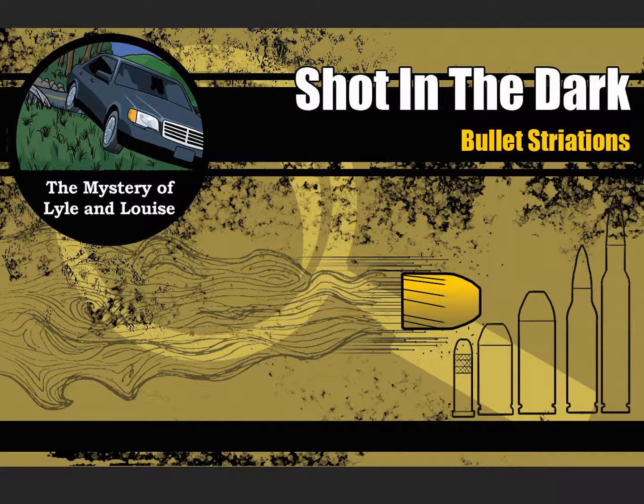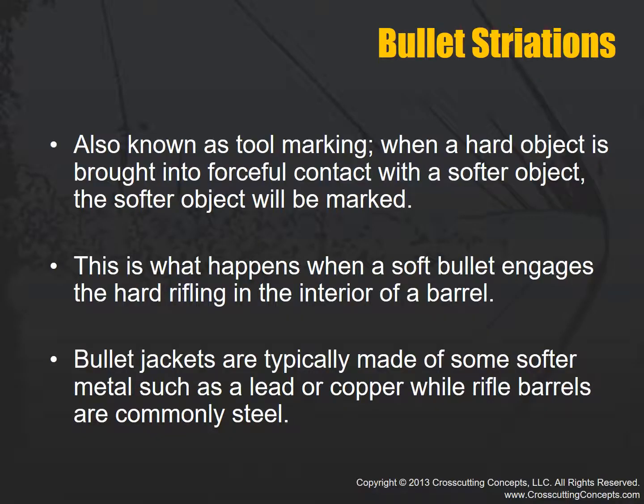Hey guys, today we're going to talk about bullet striations and characteristics on shot bullets. Okay, so bullet striations are also known as tool markings. It's whenever a hard object is brought into forceful contact with a softer object, the softer object will be marked. So in this instance, the gun is the harder object and the bullet is the softer object. So this is what happens when the soft bullet engages the hard rifling interior of the barrel.